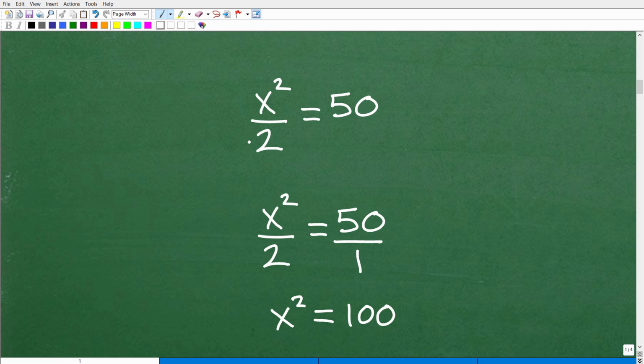You're like, well, I see a fraction here, but I don't see a fraction here. Well, anytime you want to make a number into a fraction, just put it over 1, okay? So now I have one fraction equal to another fraction. So what I can do is use the cross product. I'm going to cross multiply this way. So 1 times x squared is x squared, and 2 times 50 is 100.